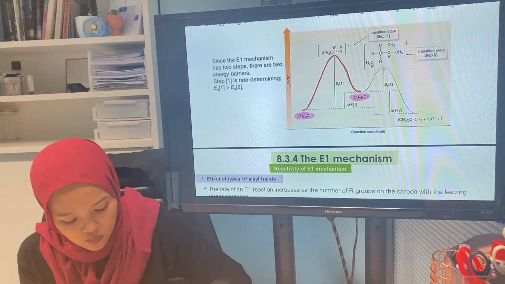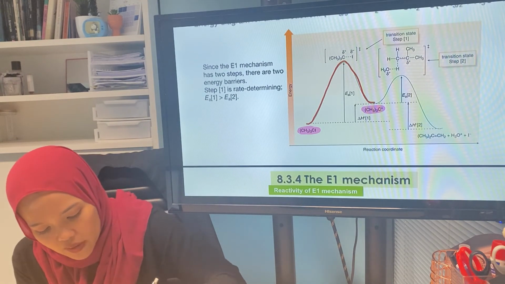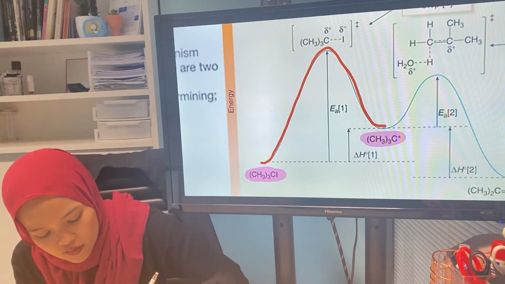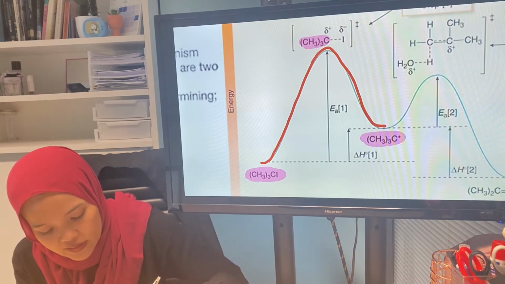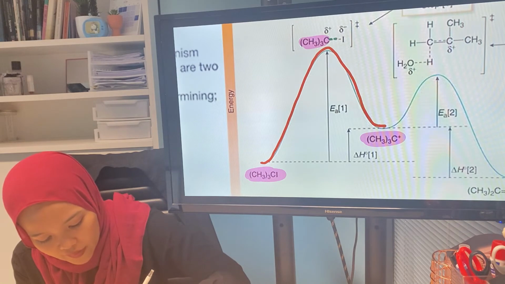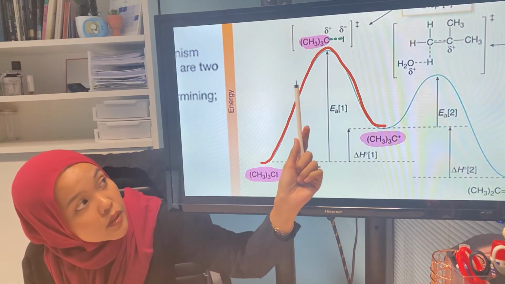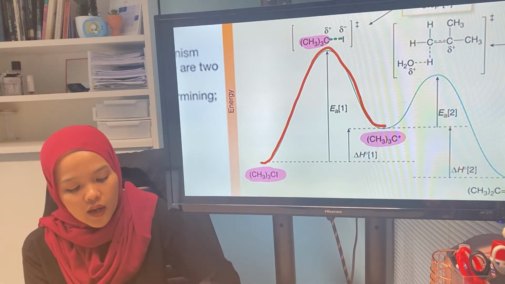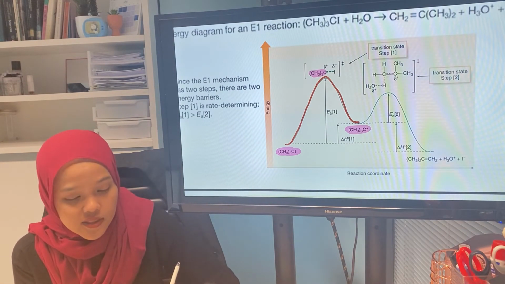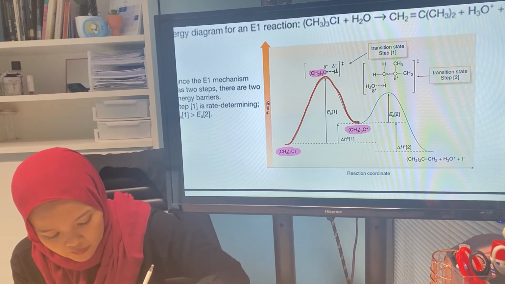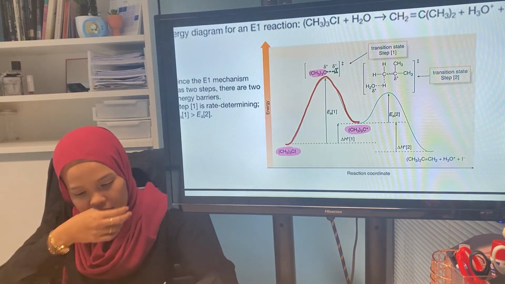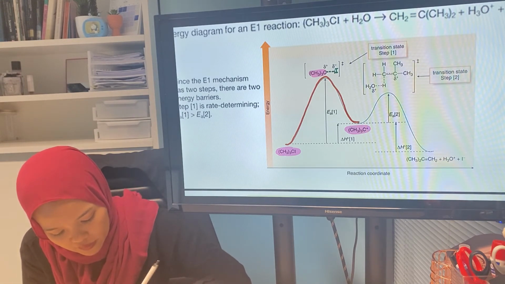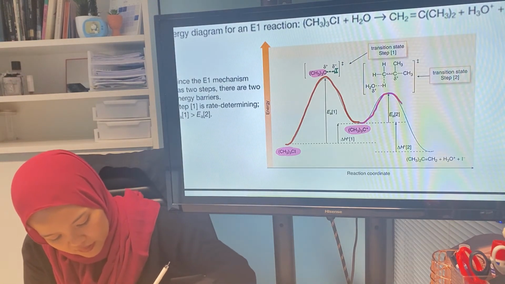Next, if you want to look at the transition state, you are going to have a bond that is about to break between the carbon and iodine. So this is going to be your transition state, with iodine here. Next, the second step is this one.